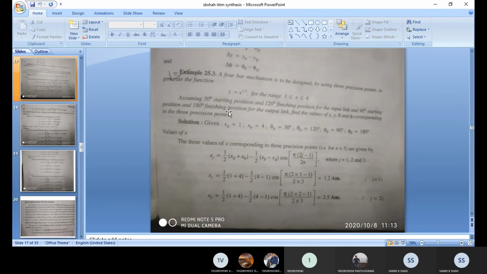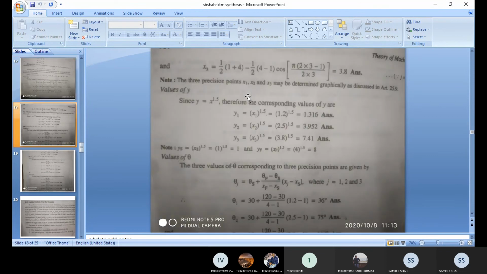In the same way we are getting the starting and finishing point of the output. We have the equation that y is equal to x to the power 1.5, where the range is 1 to 4. So in place of x, we put 1 for the starting point, and in place of x, we put 4. Then we get the finishing point of the range. So it is given here, ys is equal to xs raised to 1.5.